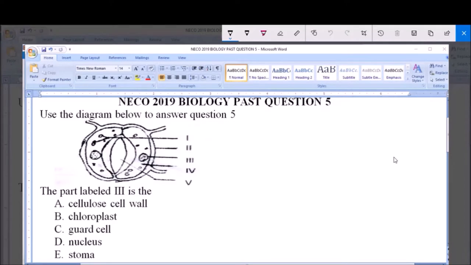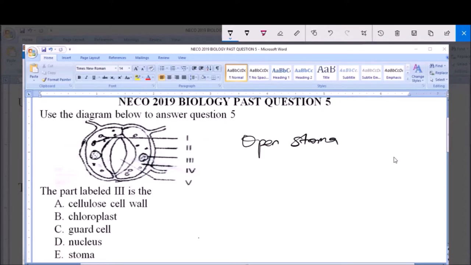Use the diagram below to answer question 5. Now this is the diagram given to us, and this diagram is representing an open stoma, or you can call it a stomata. It is correct, an open stoma, because this is a stomata pore, and look at it, it's open.